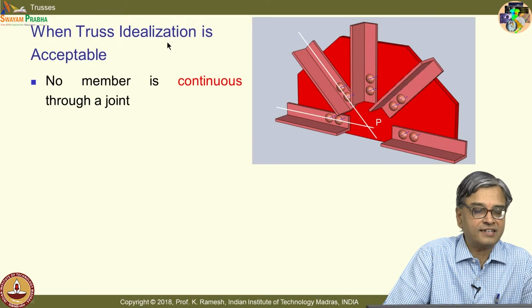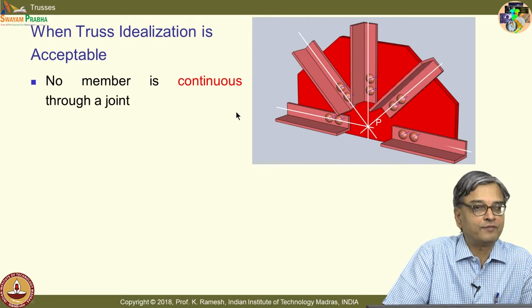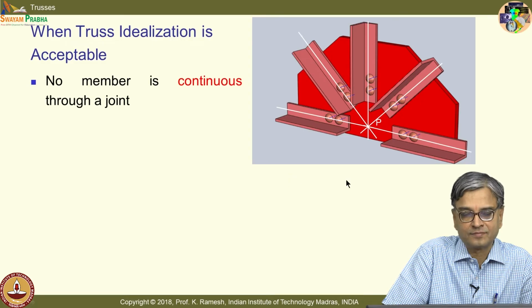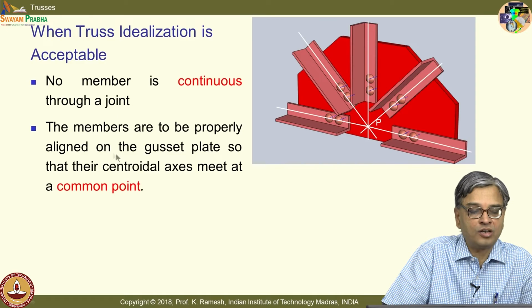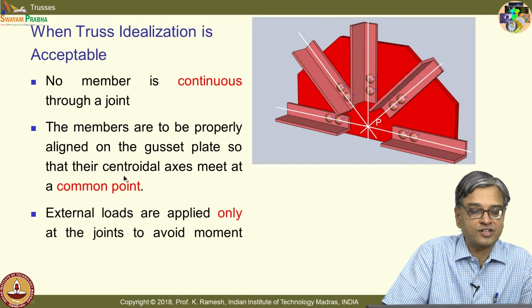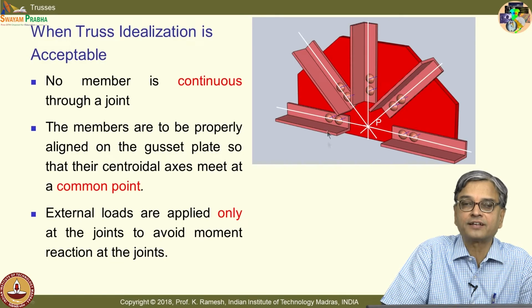When truss idealization is acceptable, no member is continuous through a joint; we should satisfy that. The members ought to be properly aligned on the gusset plate so that their centroidal axes meet at a common point. That is what I have shown here, they meet at a common point.